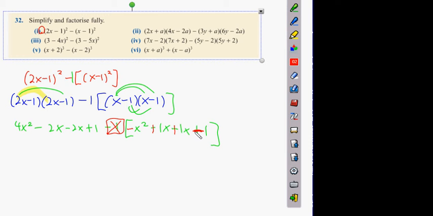Now, what's going to happen next is we have 4x squared, take away x squared, which is 3x squared. Minus 2x minus 2x is minus 4x. Minus 4x plus 2x, anybody? Minus 4x plus 2x is minus 2x. And finally, 1 minus 1, 0.